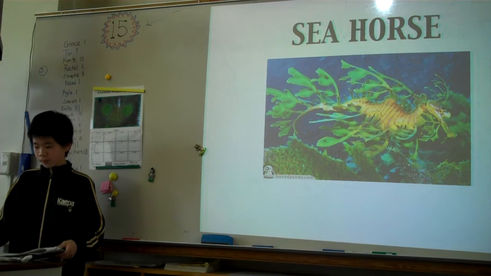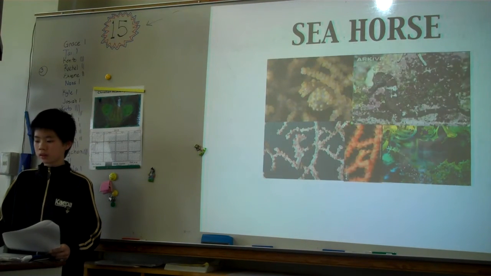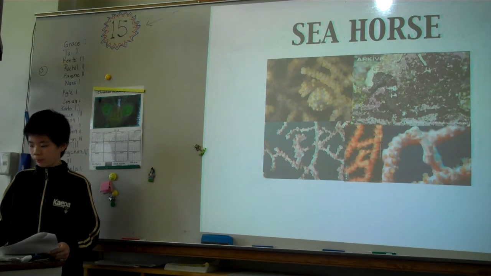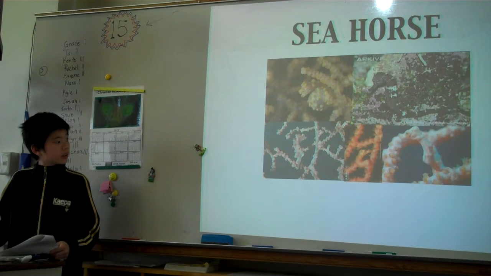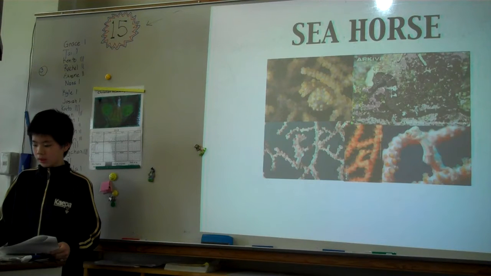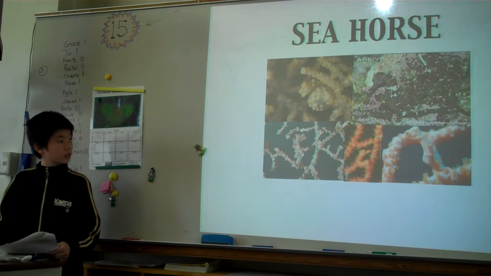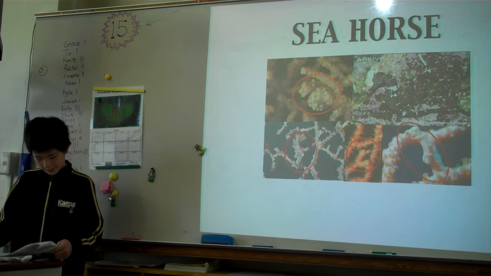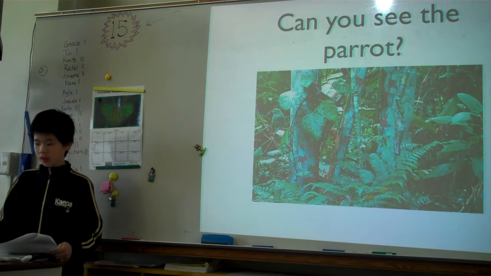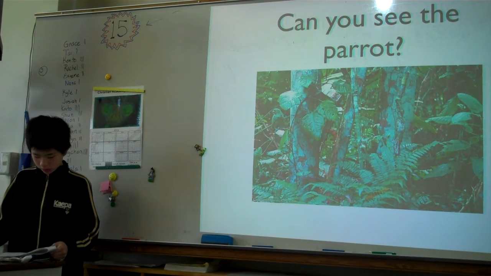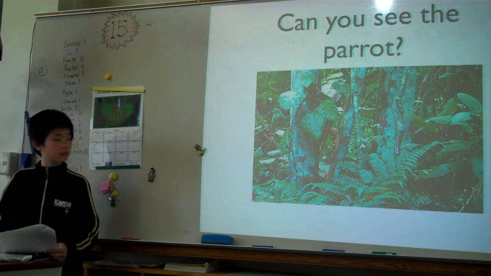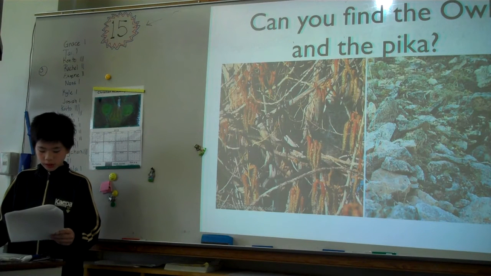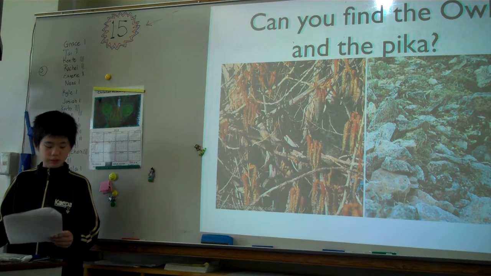Seahorse. Seahorses may also look like a deformed fish with no tail, but they are small, so they can hide in the coral reefs easily, and they can also hide in other places too. Can you see the parrot hiding in this picture? An owl is hiding in the branches on the right and a peacock on the left. Can you find it?